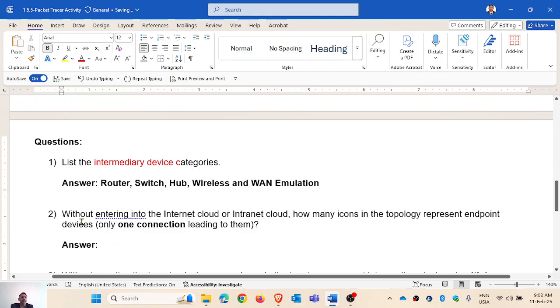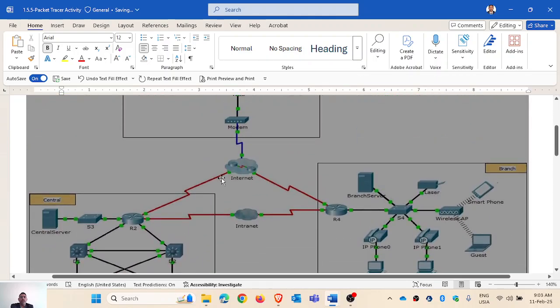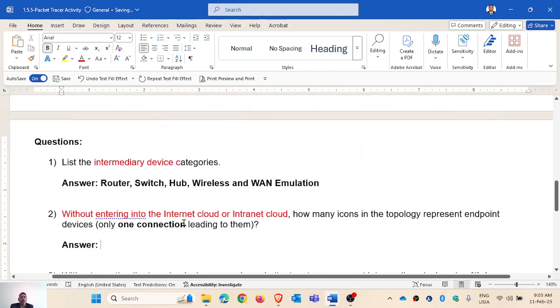Now come to question number 2: without entering into the internet cloud. This is very important. It means we should not take the internet into account; we have to avoid it. Without entering into the internet cloud, how many icons represent endpoint devices? We have to identify how many endpoint devices there are. They also mention only one connection leading to them. It means the device should connect to only one point, not to two points.